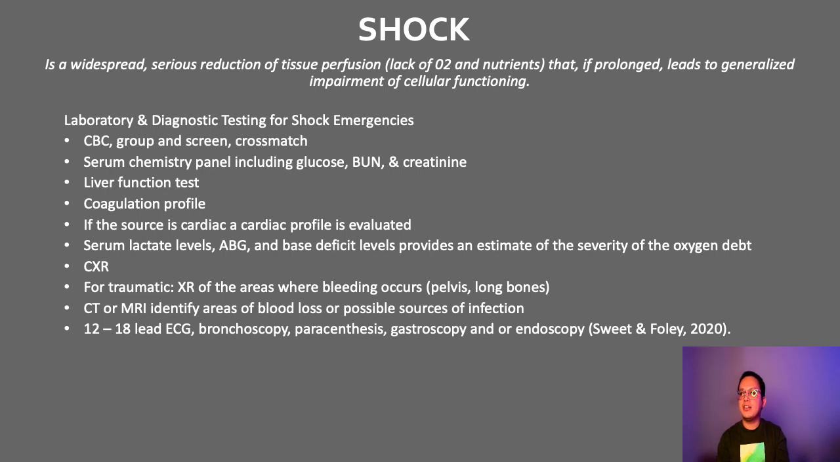So laboratory and diagnostic testing for patients with shock or shock emergencies. CBC, group and screen, cross-match. So this is to anticipate blood transfusion. Serum chemistry panel including glucose, BUN, and creatinine. So chemistry includes your sodium, potassium, chloride, magnesium. Liver function test, your AST, ALT, coagulation profile, your PTT, INR, to know if the patient is bleeding. If the source is cardiac, a cardiac panel is evaluated.